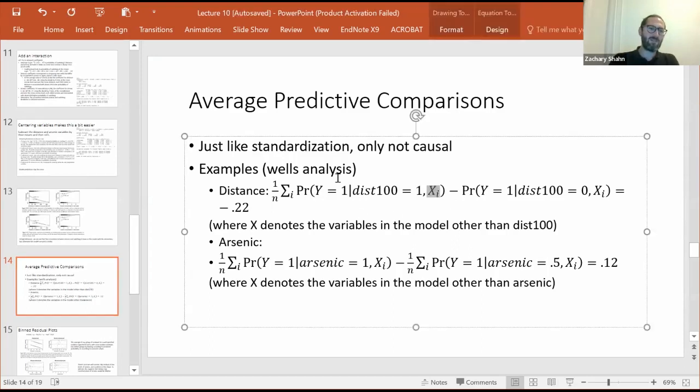I'm just saying you can do this even when you're not trying to estimate the causal effect of distance. So even if you don't think that X here controls for confounding between distance and the outcome, you can still go through the procedure of standardization, and it gives you a useful summary of the association between distance and the outcome that you don't think is causal.